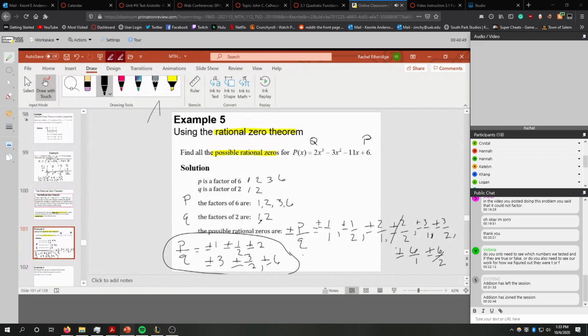Now, that doesn't mean they're zeros. It means that they could possibly be zeros. And when we're looking for somewhere to start to try synthetic division or to try plugging into the polynomial, that's what we use to start with. We start with those possibles.